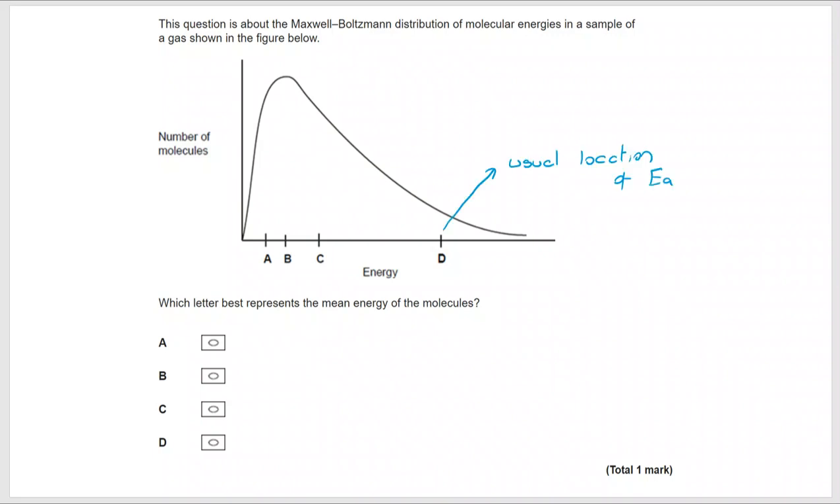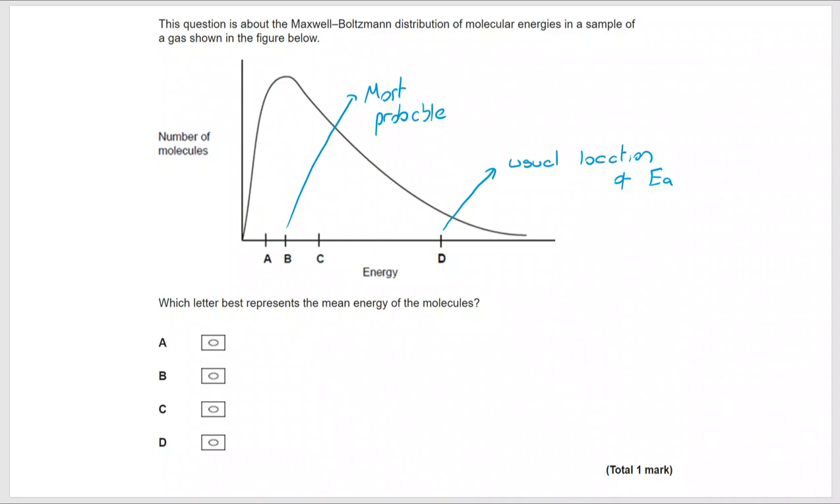D, first of all, that's where we would expect to see the activation energy, way over to the right, because only a small number of particles have energy equal to or greater than the activation energy. We've also got B that we can disregard, which is the most probable energy. That goes to the highest point of the curve.